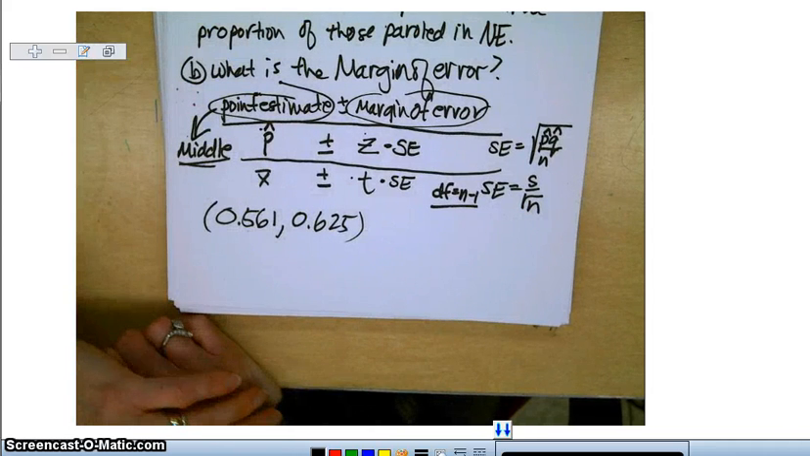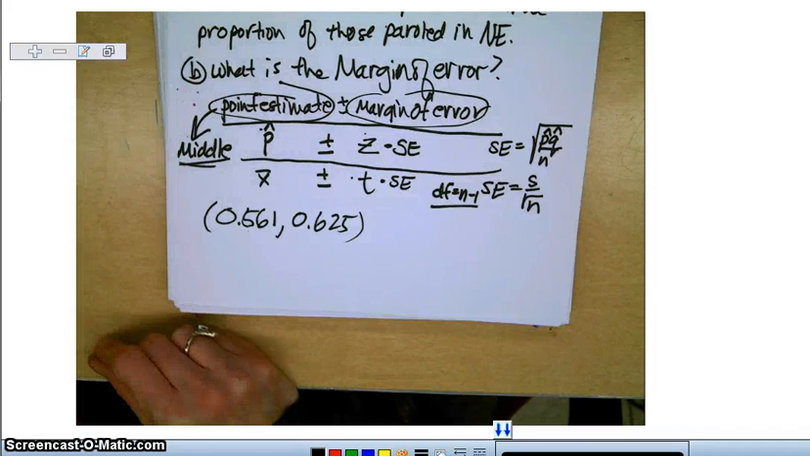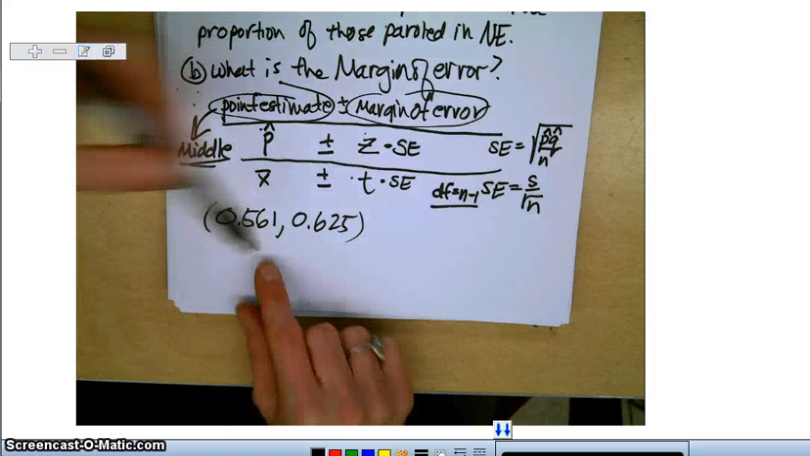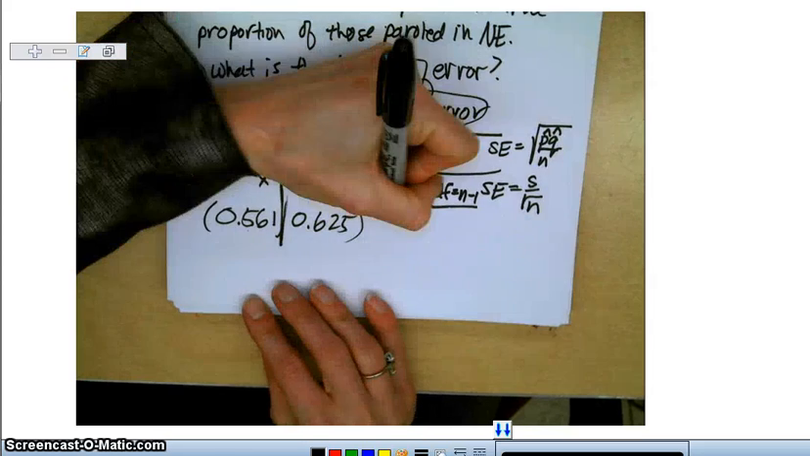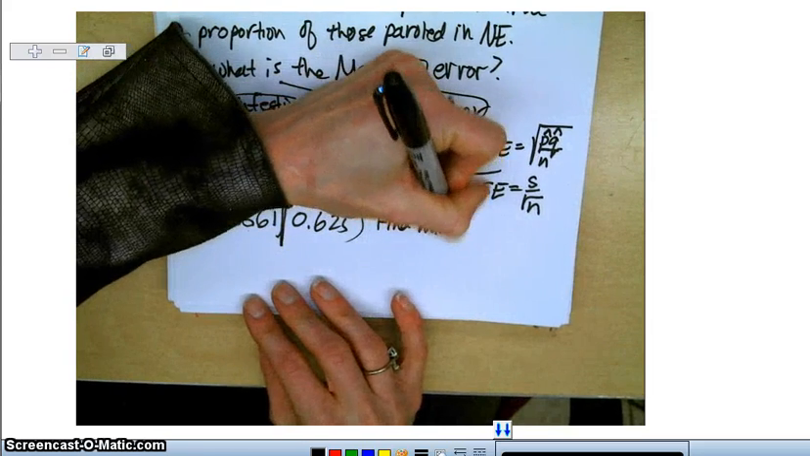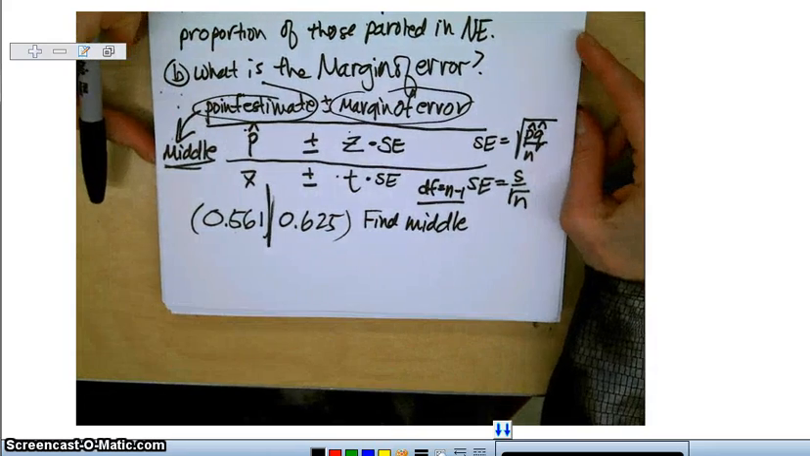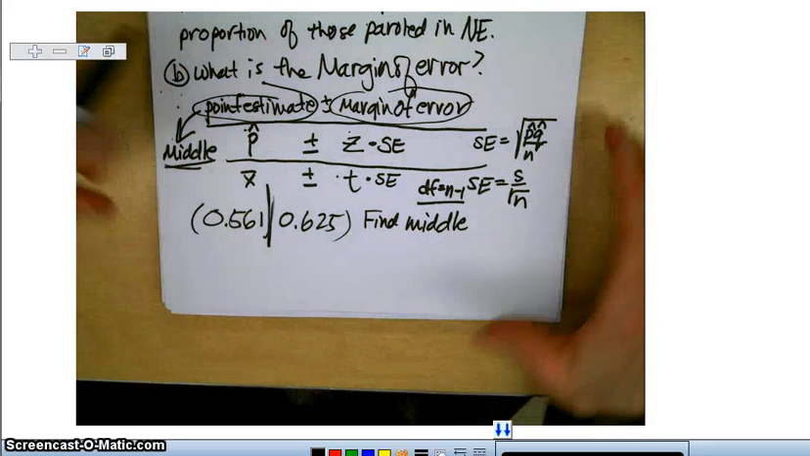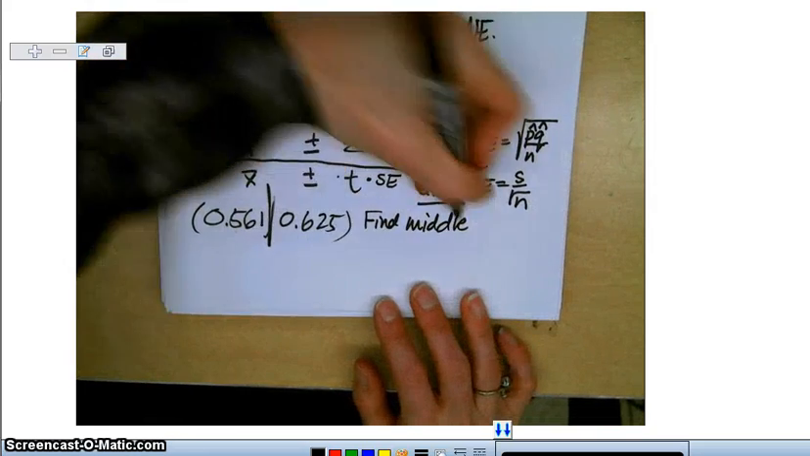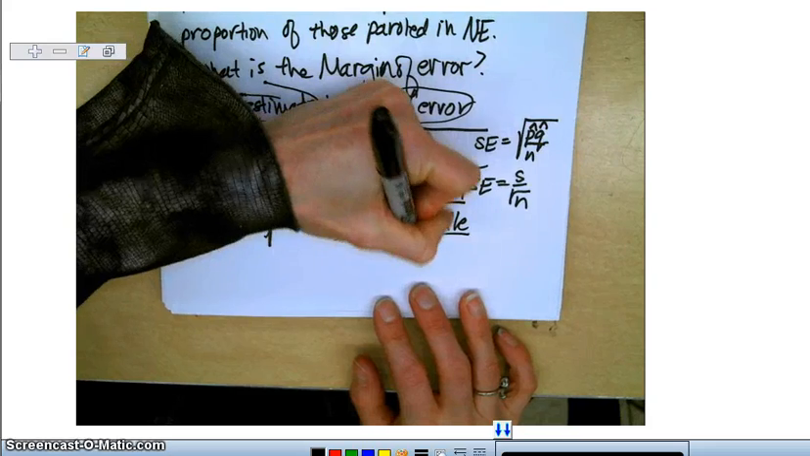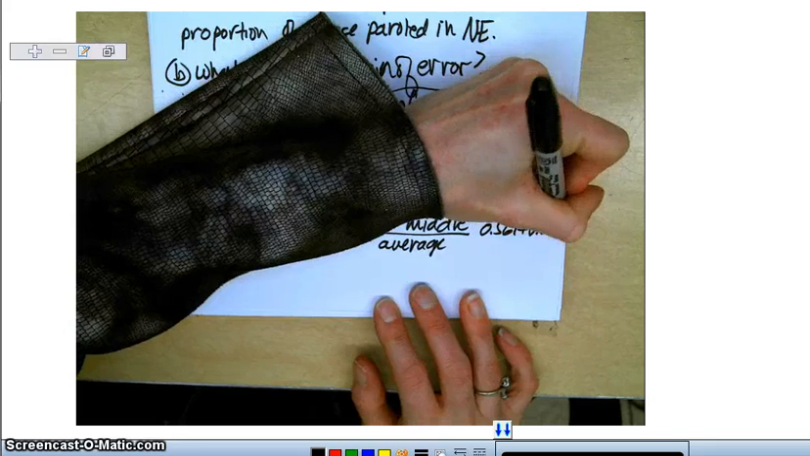This is a very simple thing. Okay, so we would need to find halfway between the interval, right? How do you find halfway? How do you find the middle? How do you find the middle of two things? Add them together and divide by 2. Isn't the middle the average? So if I add these two, find the middle. Average. Add them. 0.561 plus 0.625 and divide by 2.